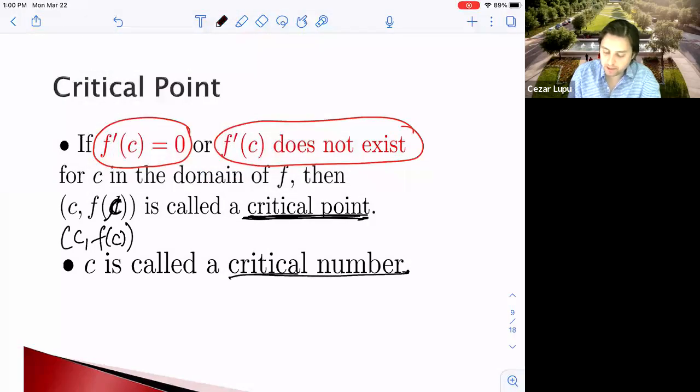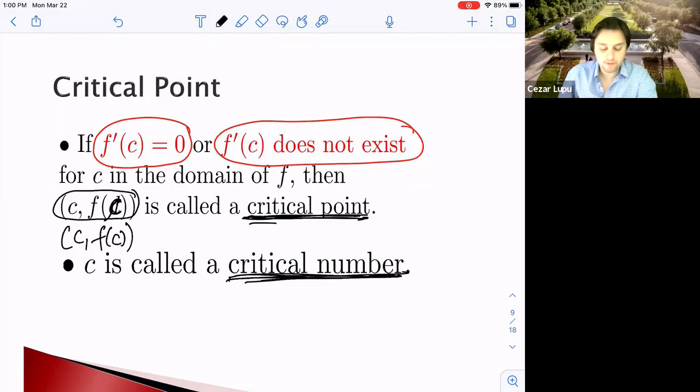So please see the difference between critical number and critical point, right? The critical point will be a point of coordinates C, f of C, and C here is a critical number, right? So this is how we find out what a critical point and a critical number are.